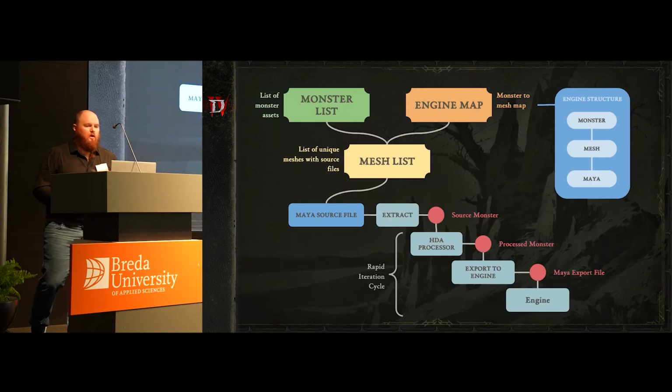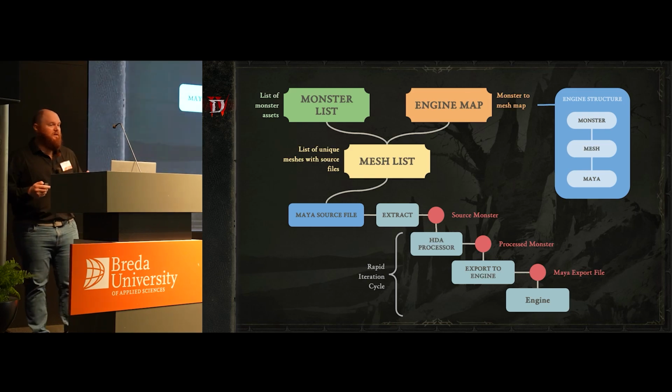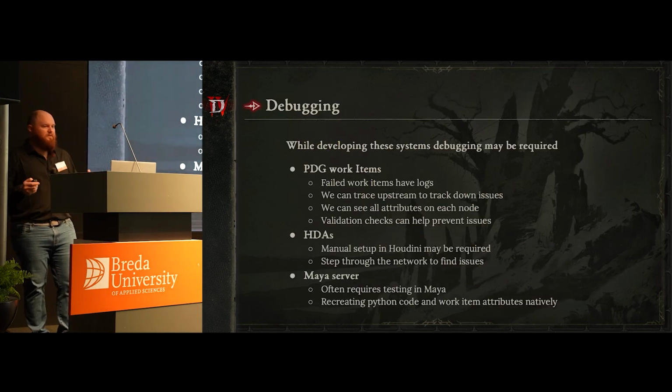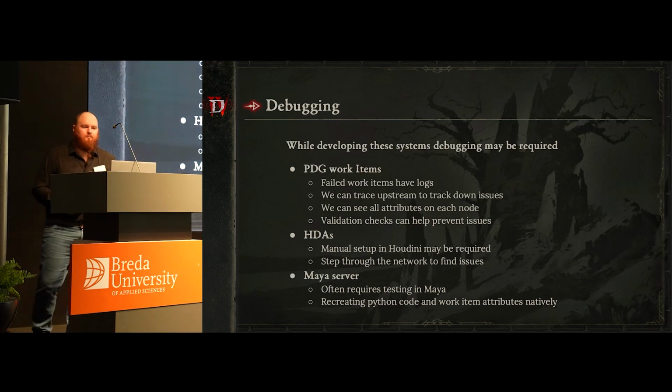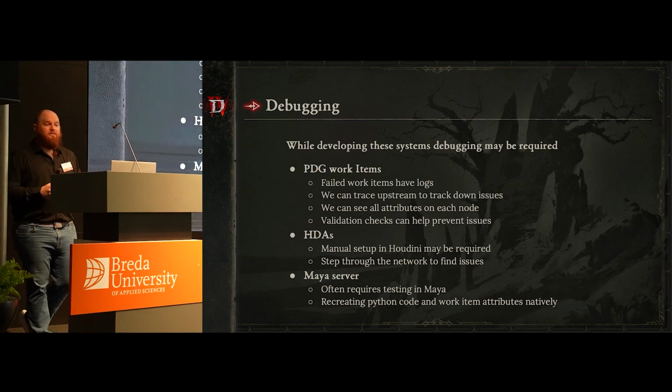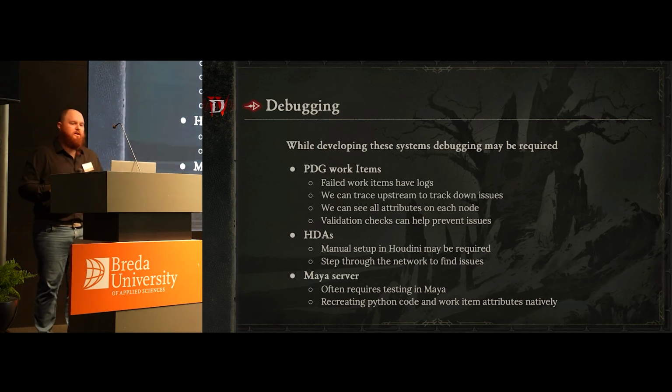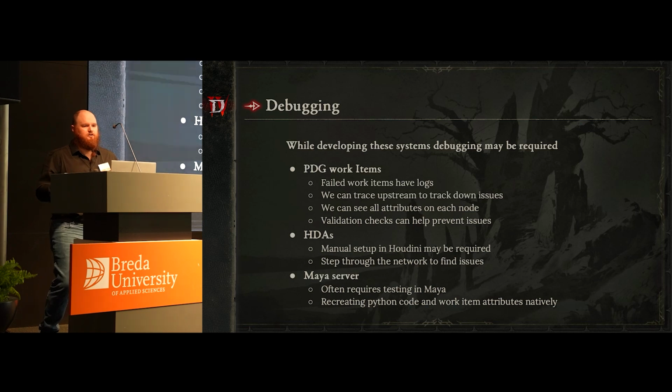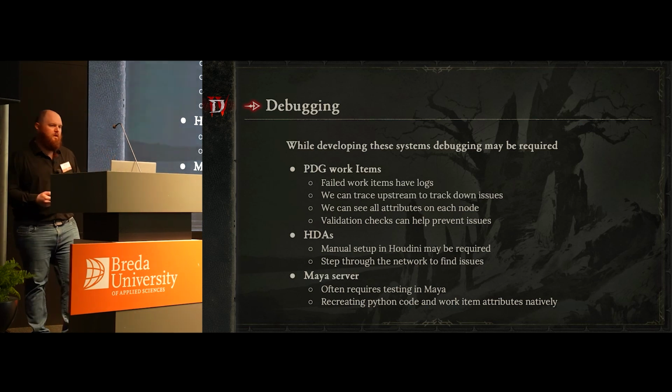And there we go. We've gotten our asset into the game engine with an automated workflow. While developing these systems, debugging may be required. To debug a PDG network, failed work items will have logs. We can also trace upstream to track down issues, and we can see all attributes on each node. Also, validation checks can help prevent issues, like checking if a file exists before actually doing anything with it.